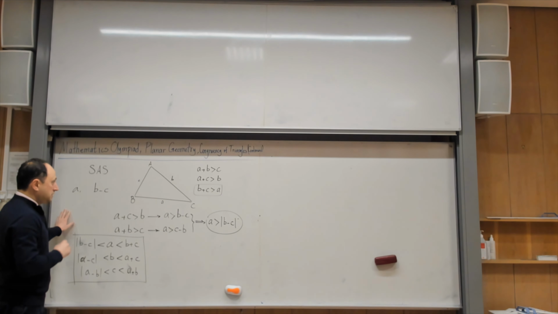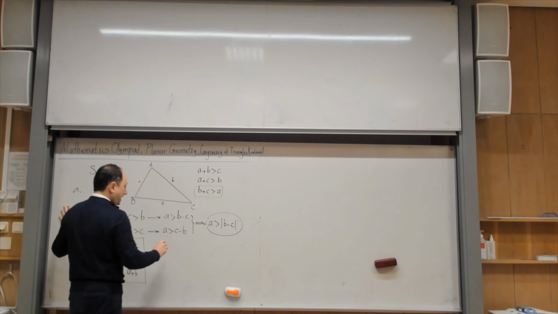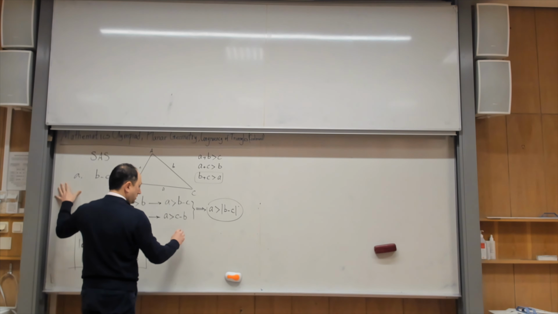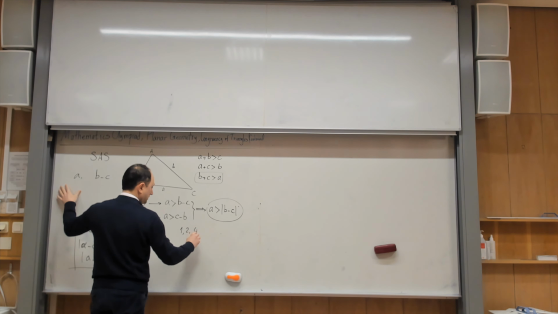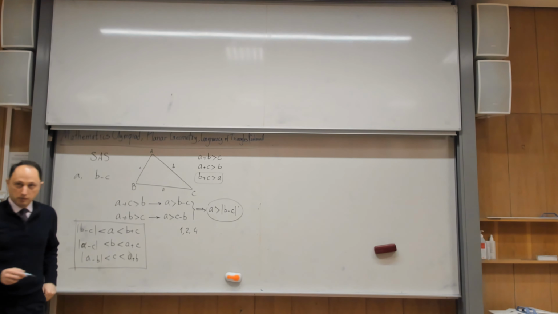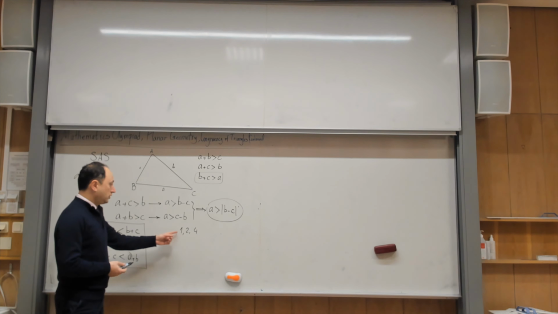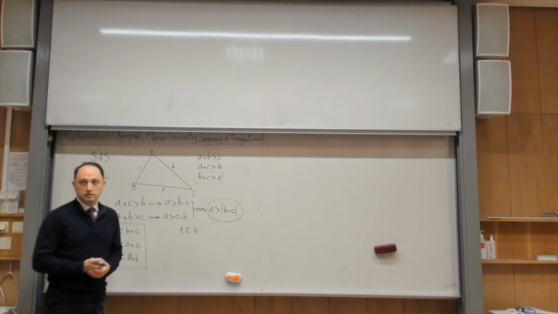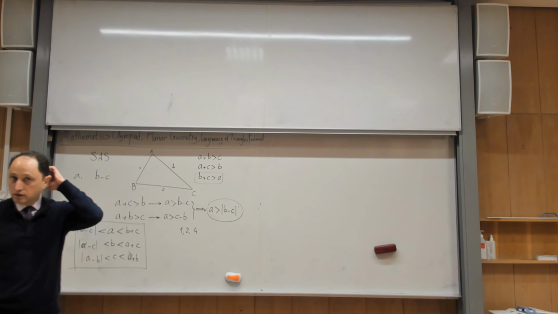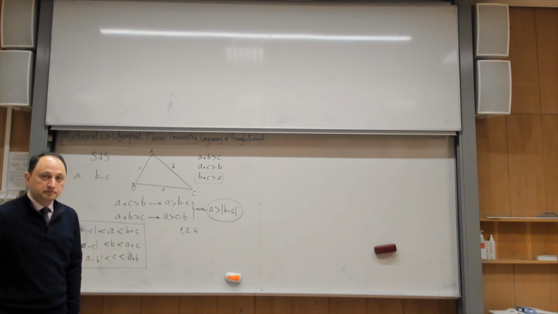Now my question is, can I have a triangle whose sides are 1, 2, and 4 centimeters, for example? Can I construct a triangle whose sides are 1, 2, and 4 centimeters? No. Why? Because 1 plus 2 is less than 4.